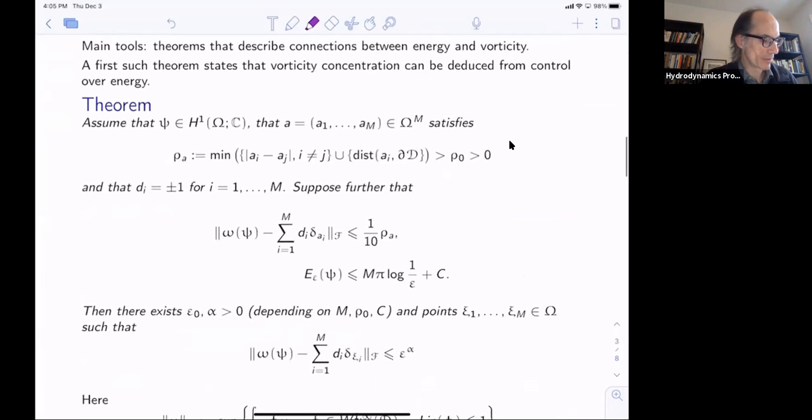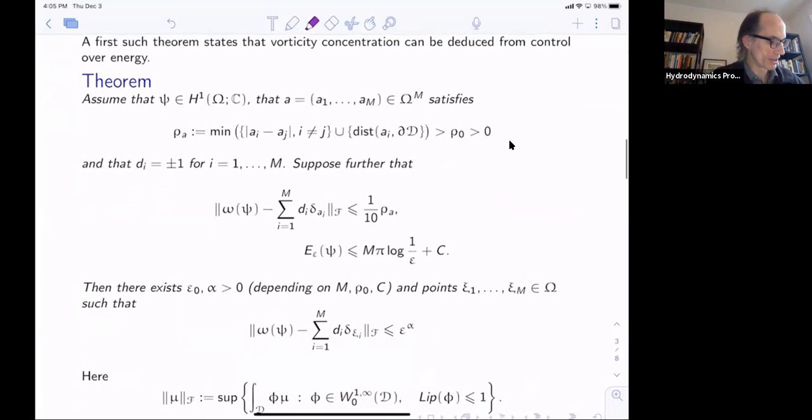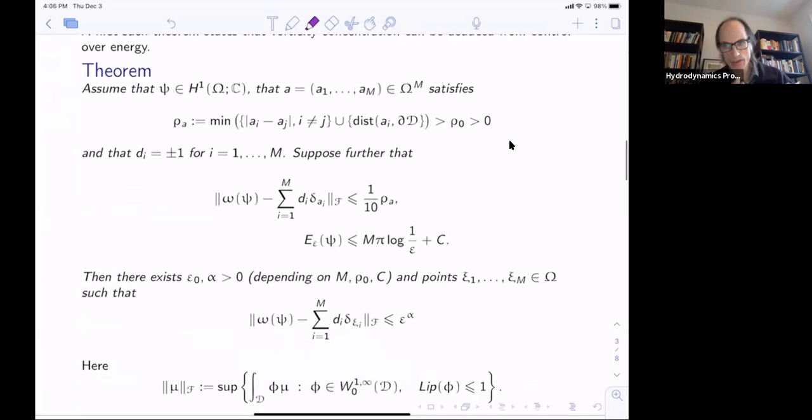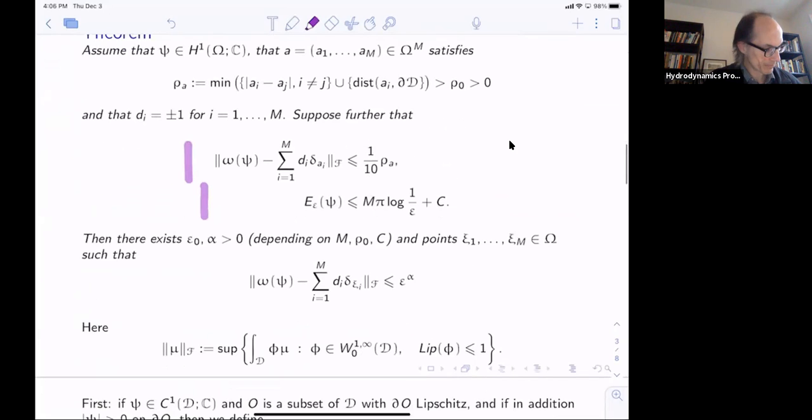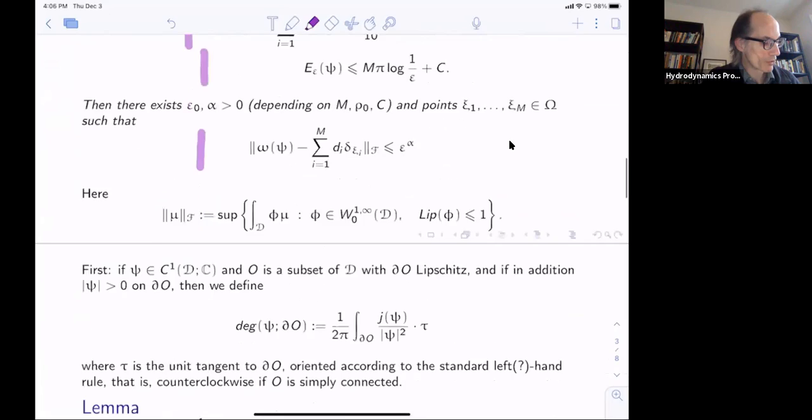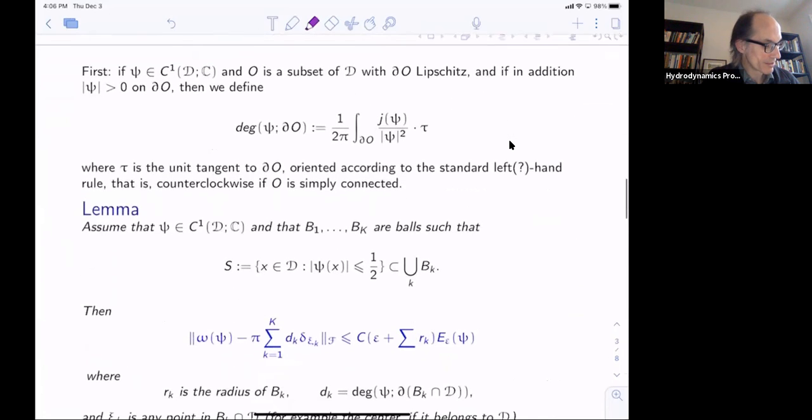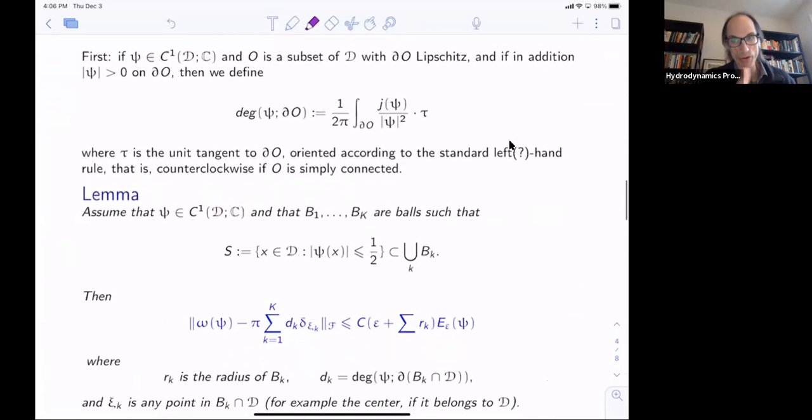Okay, and so the theorem I'm aiming for is this one I've shown you several times, which says that if the vorticity is moderately concentrated, in this sense, and if the energy is under control, then in fact the vorticity is highly concentrated. That's what the theorem says. Okay, and so we proved a couple of lemmas. The first tells us what we have to do to prove the theorem.